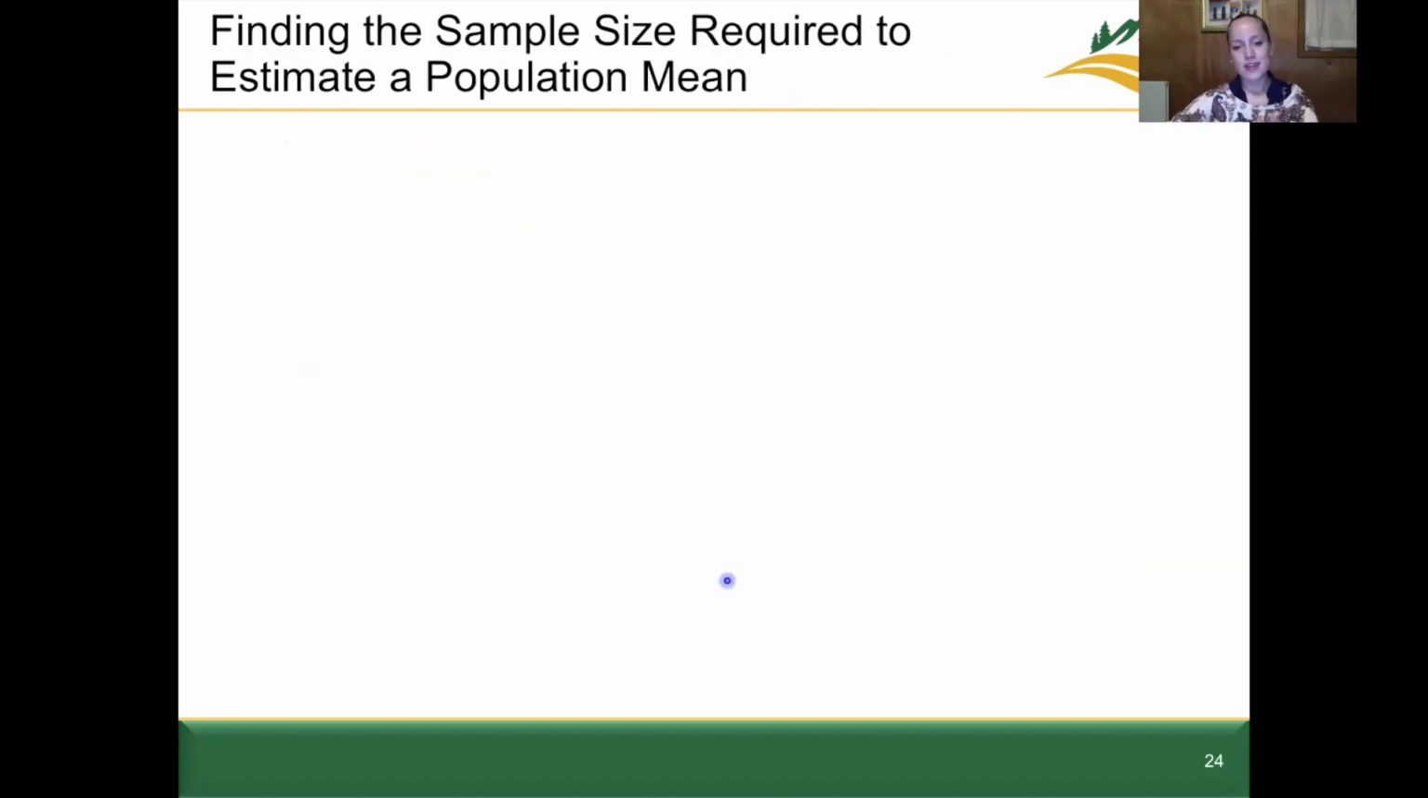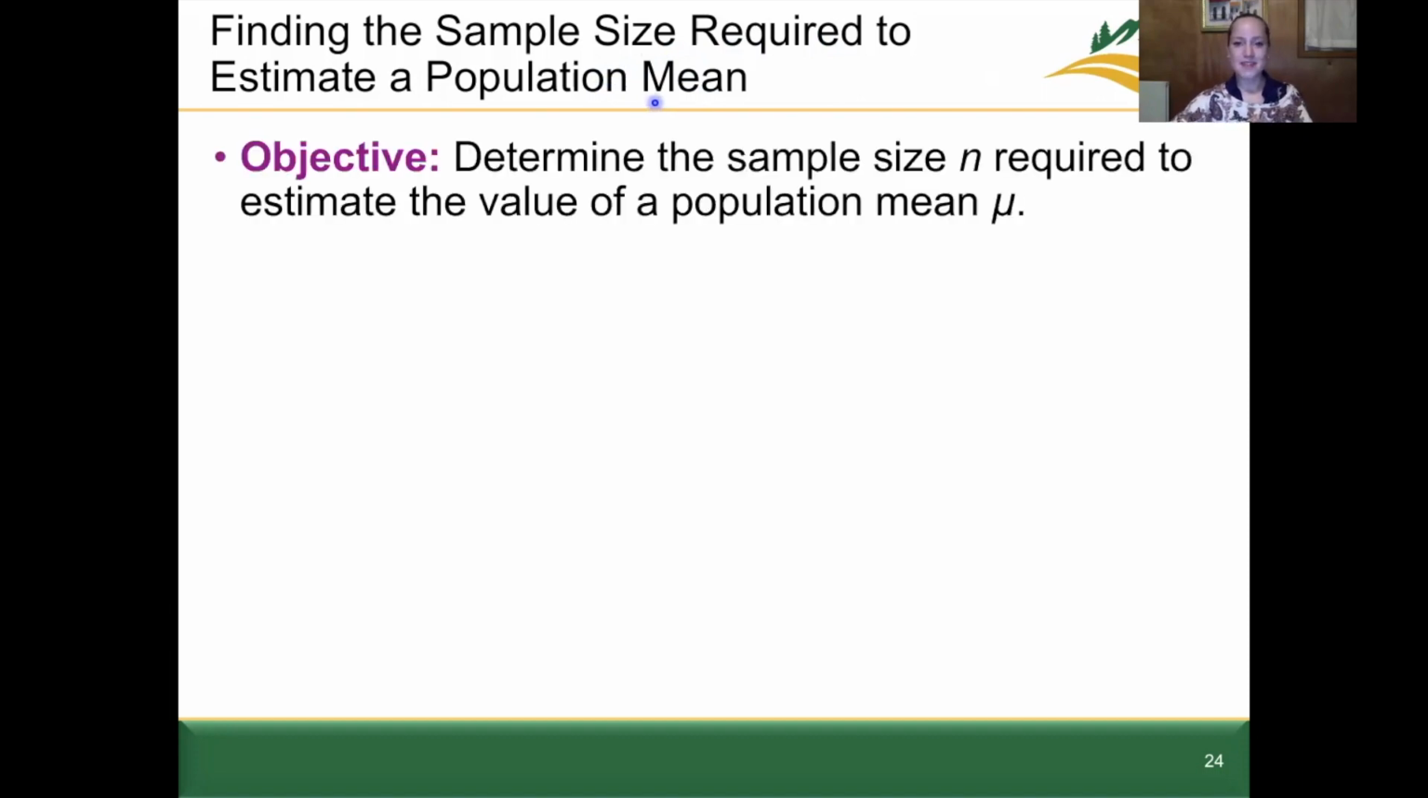Now we're transitioning again to a different style of question. So we're going to find the sample size required to estimate a population mean. The style of formulas here should feel very comparable to 7.1. So now in 7.2, we'll talk about finding the sample size required to estimate a population mean. This is different than 7.1 when we were working with population proportions. The objective is what you think it'd be, so we will determine the sample size n required to estimate the value of the population mean, or mu.